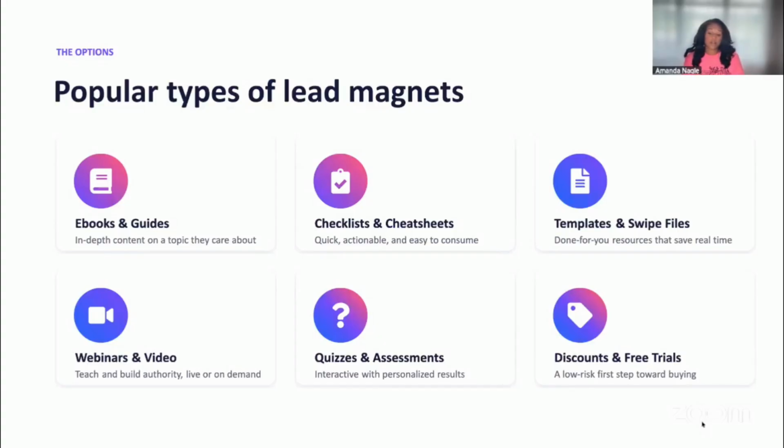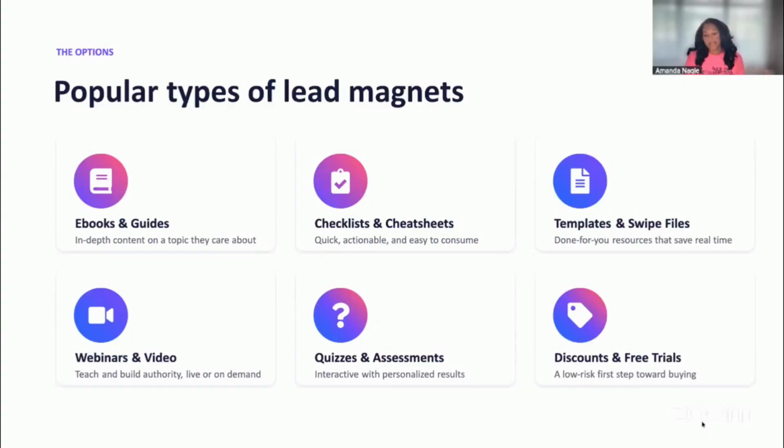So checklists and cheat sheets are good, templates, webinars and videos like this, quizzes and assessments are amazing, especially for network marketing, because you are moving your customer through a journey to say, oh, I do need these products, right? So you have all of these problems. They go through, they answer, they're telling you what their problems are, and now you're giving them a solution. So that is such a good converting one. I love quizzes, especially for network marketing.